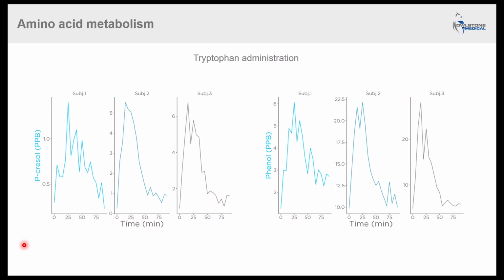As I mentioned before, besides glucose administration, we have also experimented with additional compounds, and we are in the process of recruiting further subjects. It is very well characterized that amino acids can also be metabolized by the gut microbiome, and they can produce specific bioproducts. For example, if we administer tryptophan, we can see a spike of cresol here on the left, and then a spike of phenol, and we have observed these in 3 tested subjects so far, but we are planning to expand this cohort.